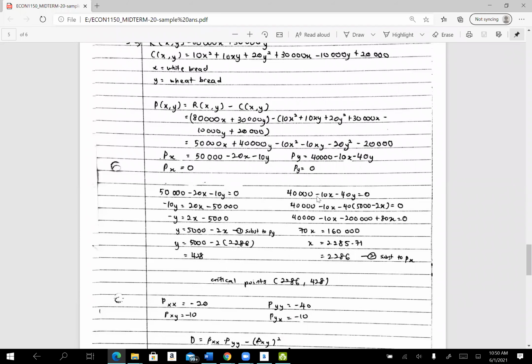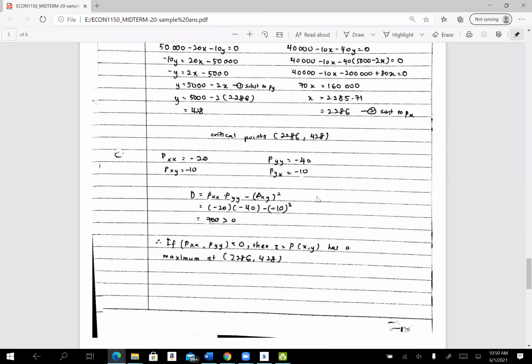So once you get the critical point, you do the second partial derivative. Okay, so you will get pxx negative 20, pyy negative 40, and then the cross partial, you got negative 10. Now to test for maximum or minimum, you got to get the d. D is what? Pxx, pyy minus pxy squared. So you put in the values and you'll see it's positive. So when d is positive, the critical point can be maximum or minimum, because that is the first condition. Okay, so now d is positive.